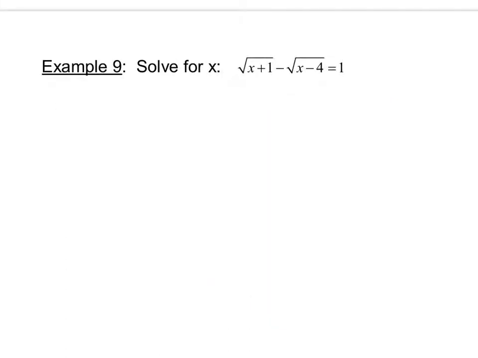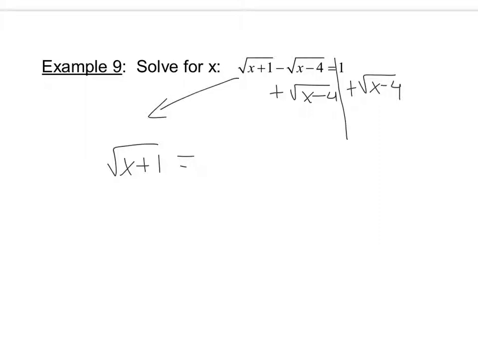Alright, so here we have a couple square roots and they're on the same side. That's not good, okay? We do not want that. So before I do anything with this, I'm going to add this one over to the other side. So I'm going to have square root of x plus 1, I just brought it down, equals 1 plus square root of x minus 4. Now, we couldn't get them both by themselves, so there's going to be some work here, but watch. We're going to square both sides.